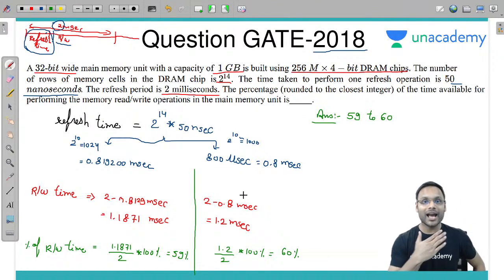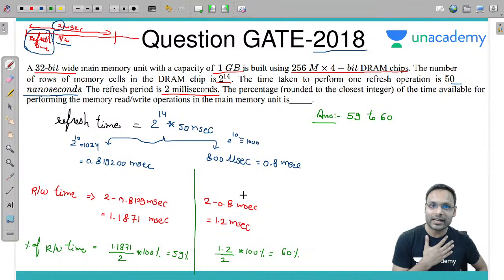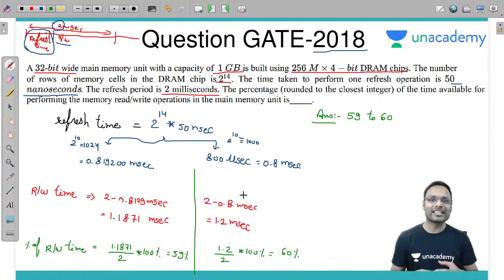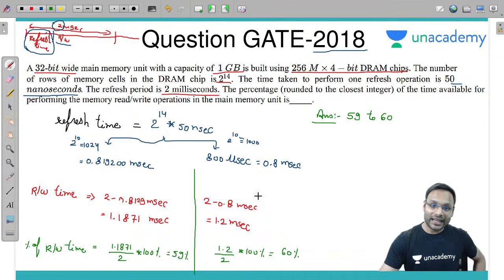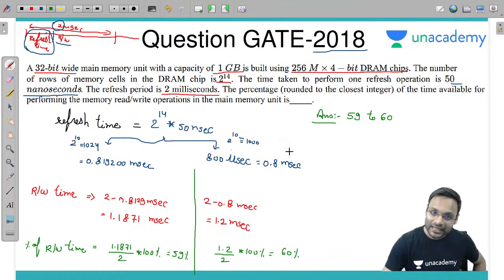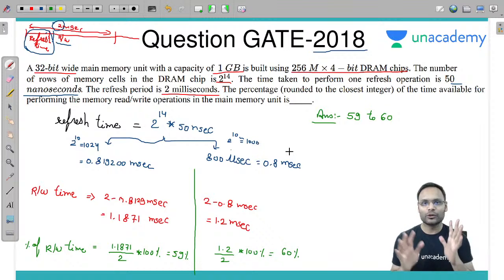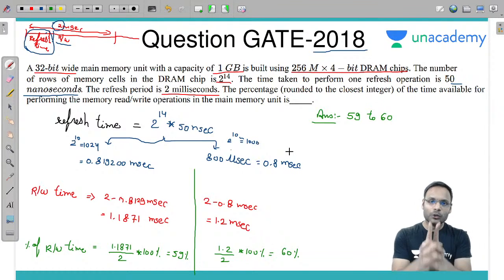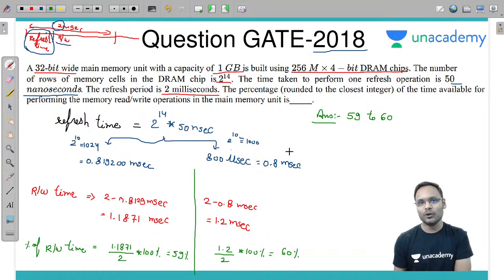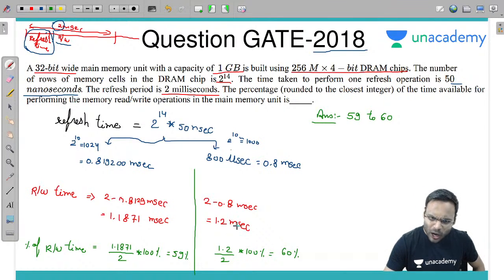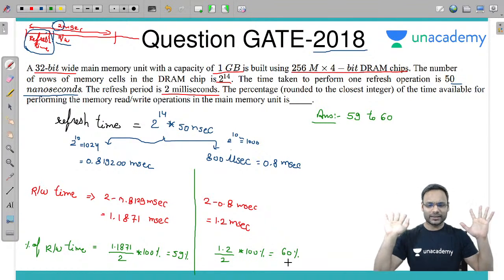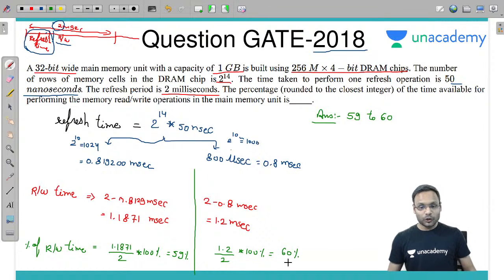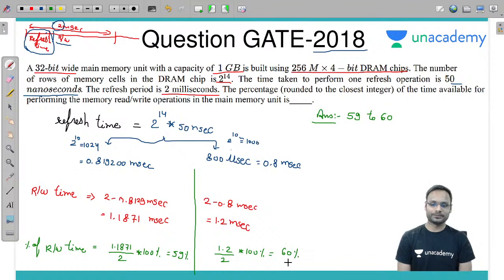Why? Just because I know GATE in and out a lot. I have written the GATE exam multiple times. I have been teaching for GATE for the last 10 years. I know that they can take 2 power 10 as 1000, based on their calculations, I have seen it. You can easily convert this, there will be no problem. I have gone with this. Without a calculator, I got the 60% answer.